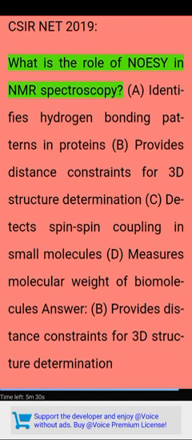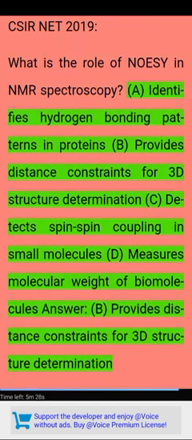CSIR NET 2019. What is the role of NOESY in NMR spectroscopy? A. Identifies hydrogen bonding patterns in proteins. B. Provides distance constraints for 3D structure determination. C. Detects spin-spin coupling in small molecules. D. Measures molecular weight of biomolecules.